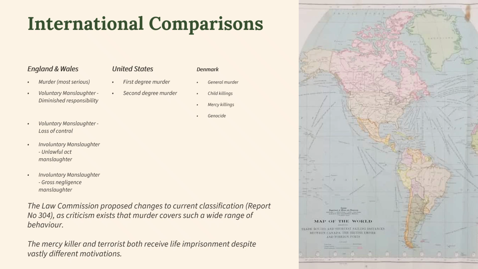Now, the Law Commission proposed changes to the current classification. You can see that in Report 304, as criticisms exist that murder covers such a wide range of behaviour. The mercy killer and terrorist both receive life imprisonment despite vastly different motivations.